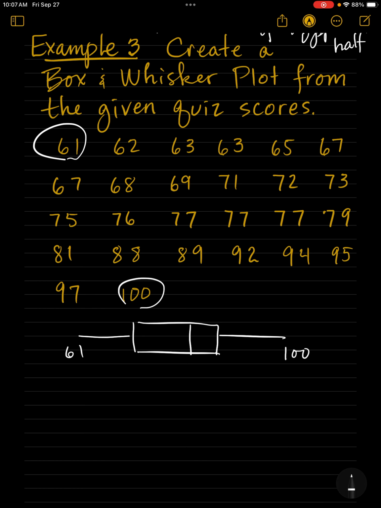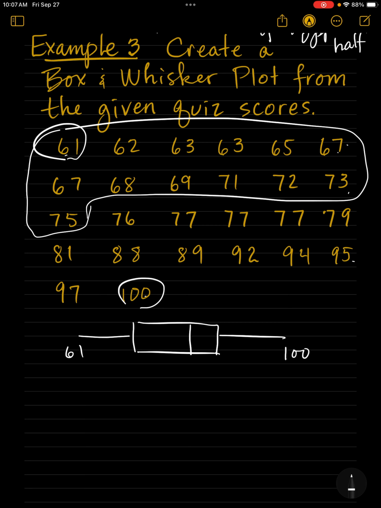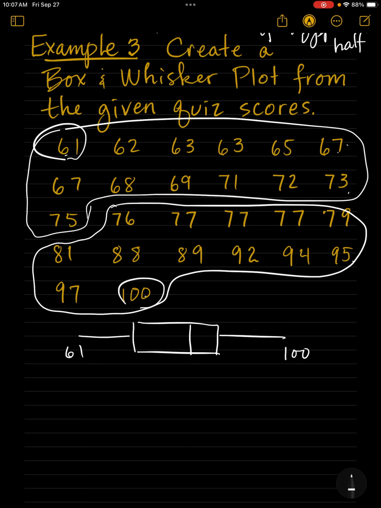Now I have 6 times 4, that's 24, 25, 26 numbers all together. So that would mean 13 numbers are in each half. 6 and 6 is 12, 13. So these 13 numbers would be the lower half, and these numbers would be my upper half. Since there's no number right in the middle, we take the average of these two. So 75 plus 76 divided by 2 would be 75.5. That would be my median.